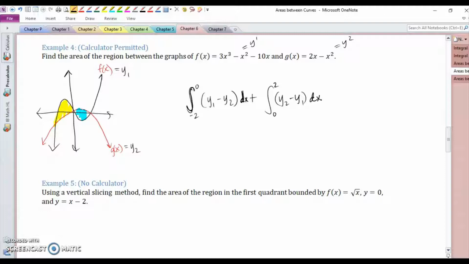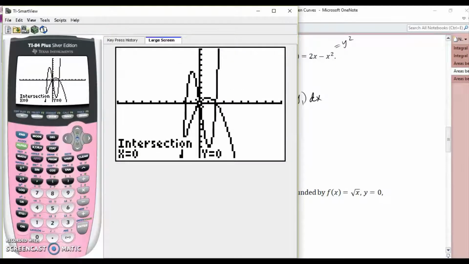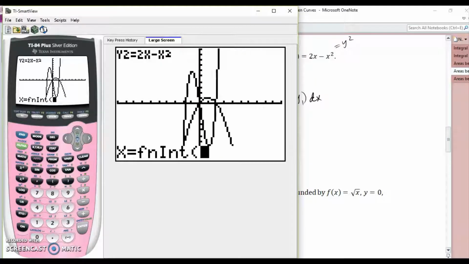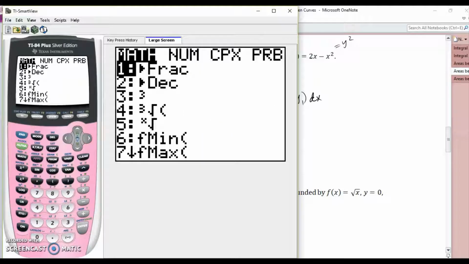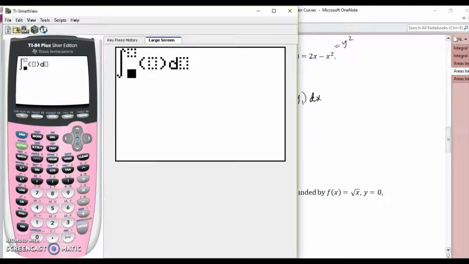And now I can go to Sheila and I can have her do this problem. Now, I'm just going to go Math 9. Oh, get out of there. I don't want it on graph. I want to go Math 9. There it is. I said it's going from negative 2 to 0.